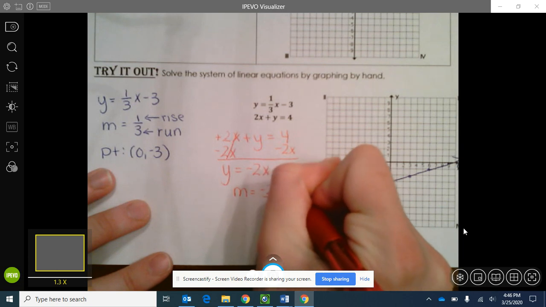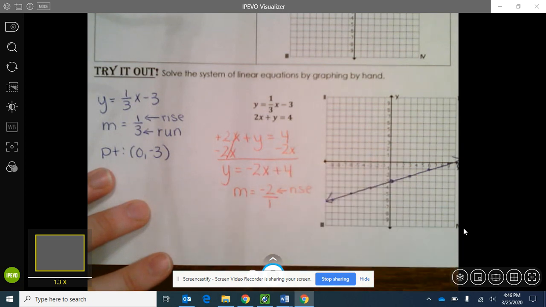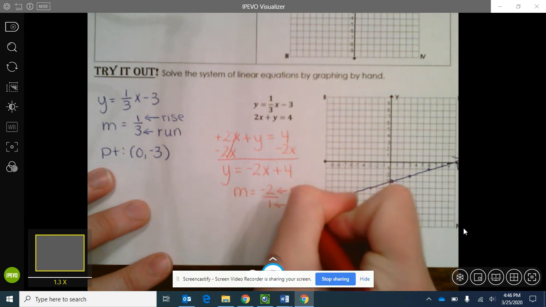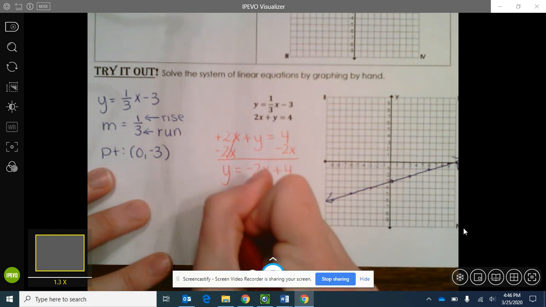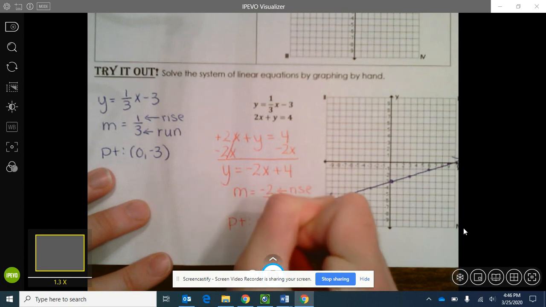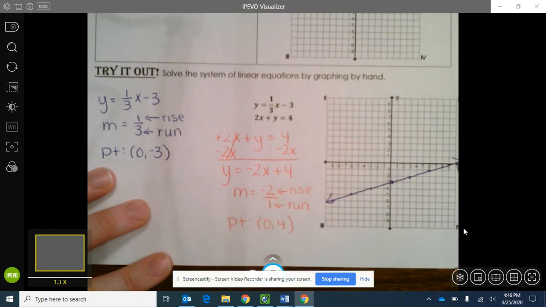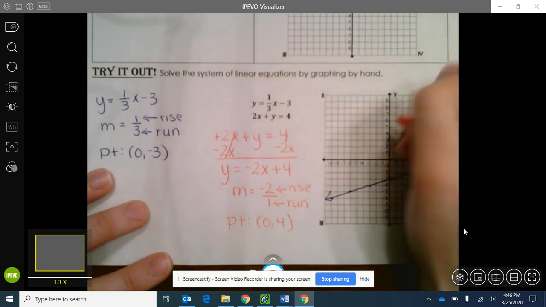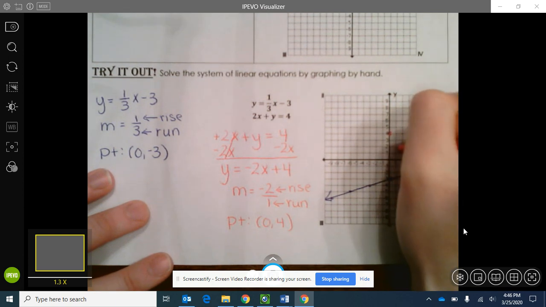So that means I'm going to rise -2, which means I'm going to go down 2, and I'm going to run 1, so I'm going to go to the right 1. And then my starting point is going to be my y-intercept, which is 0, 4. So I'm going to start at 0, 4. I'm going to go down 2 to the right 1.